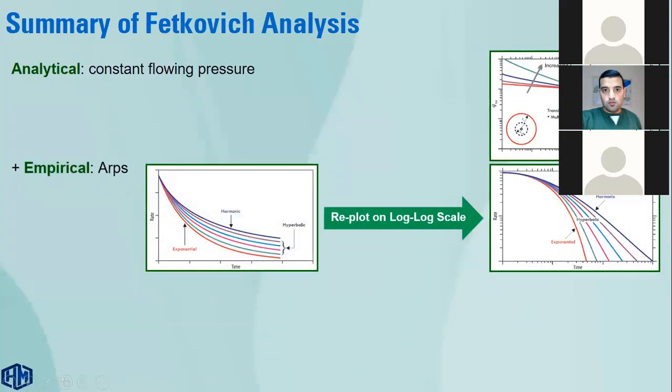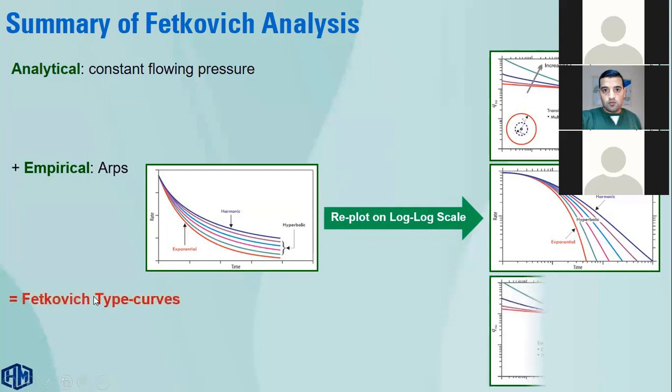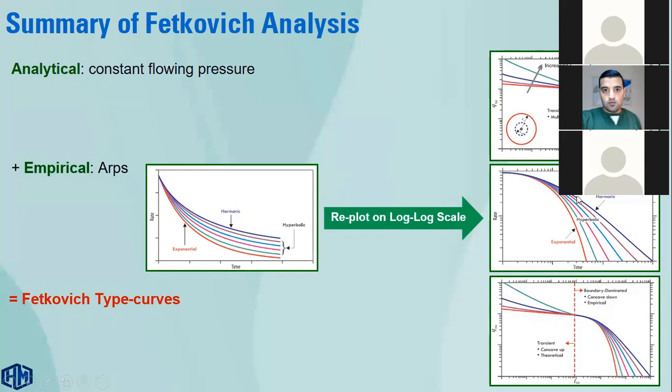So, simply to summarize Fetkovich analysis, we have the analytical or constant pressure solution. This solution is a function of rw or drainage radius, plus the empirical Arps equation, plotted on log-log plots as a function of the value of b. Finally, by incorporating the two families together, we have the Fetkovich type curve.